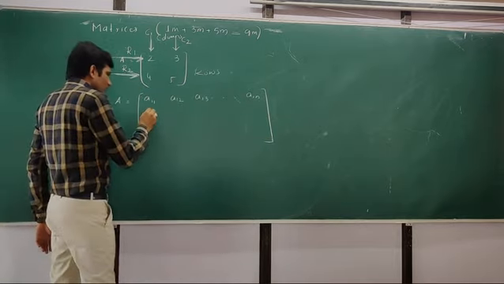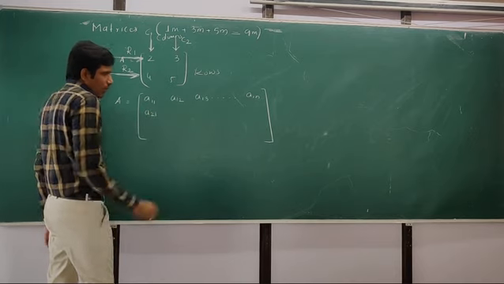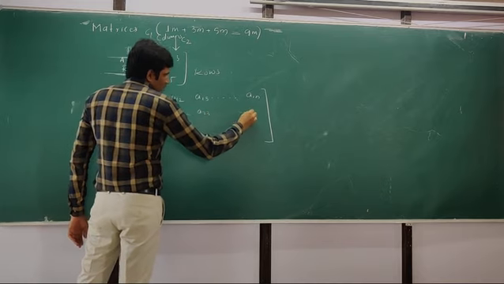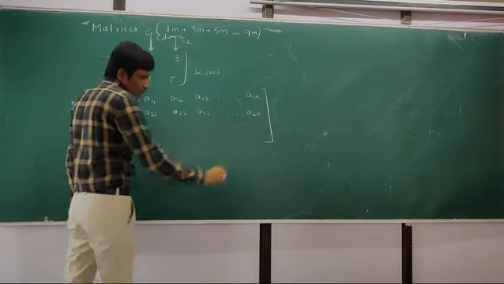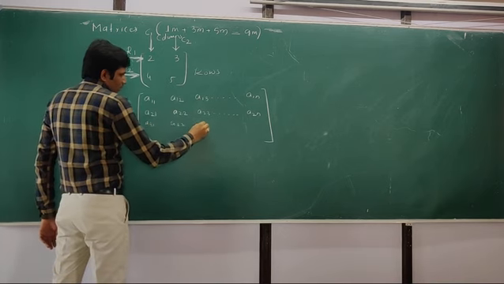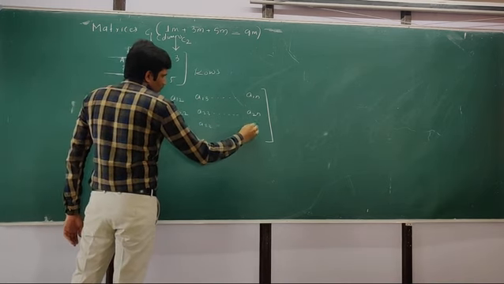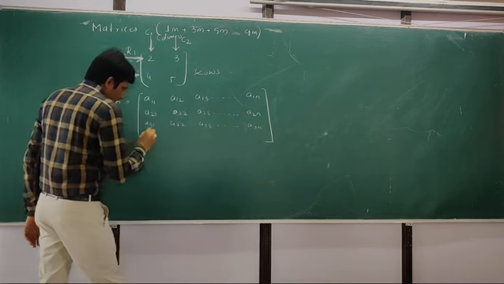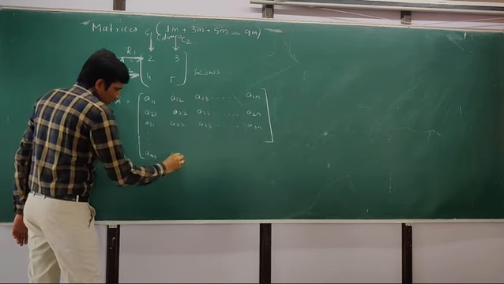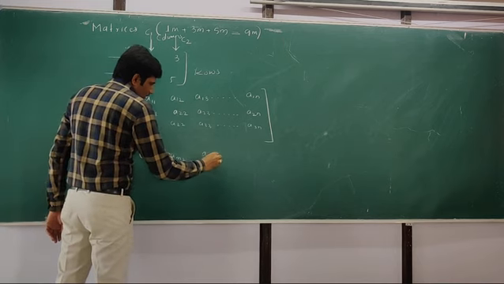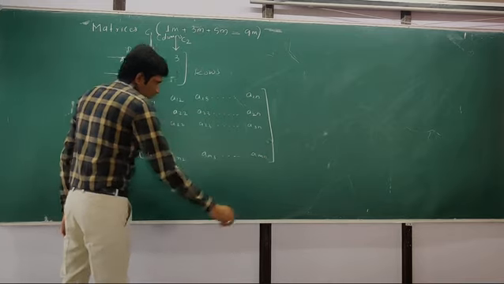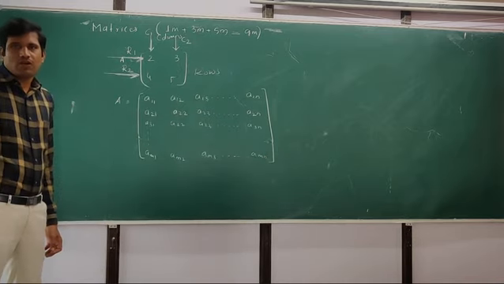The second row's first element is a21, next it is a22, a23 and so on up to a2n. Next it is a31, a32, a33, and so on up to a3n. Now let us say the last row is am1, am2, am3 and so on up to amn. See students, this is the general representation of any matrix.